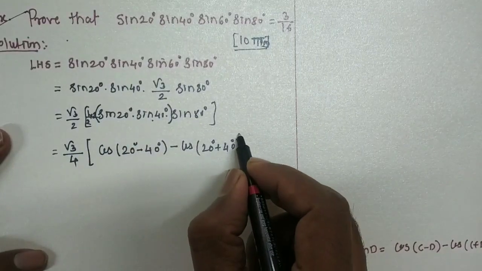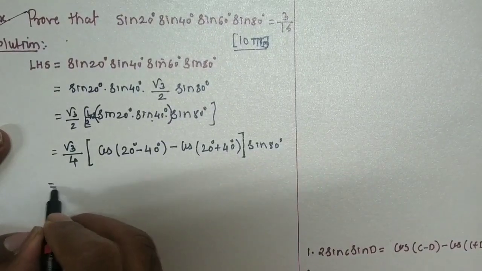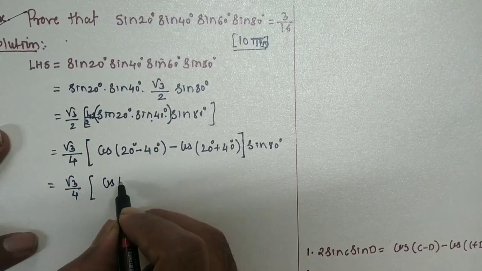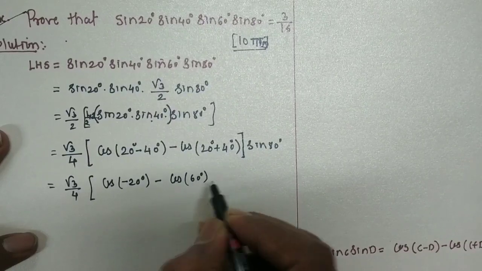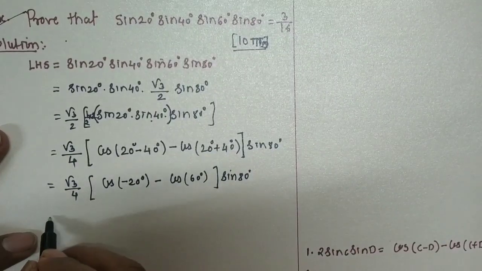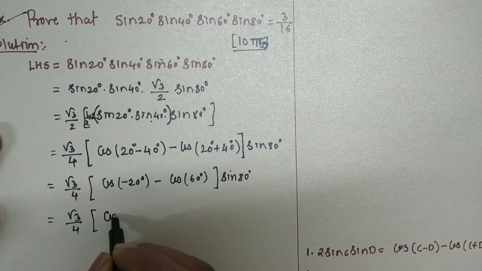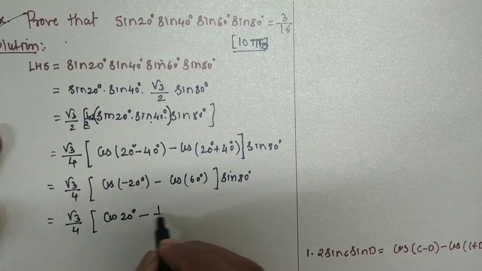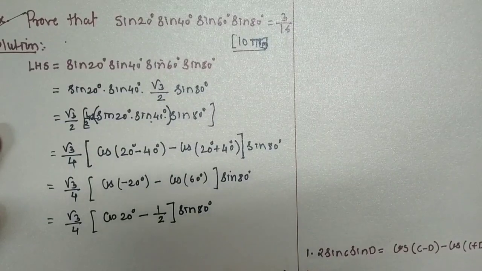So I have applied this formula, into we have sin 80 degree. Now simplify this. What will you get? Root 3 by 4, cos(20 minus 40), which is minus 20, minus cos(20 plus 40), which is 60 degree. Now cos of minus theta is cos theta, so I can write this as cos 20 degree minus cos 60. Cos 60 is nothing but 1 by 2. And here you will get sin 80 degree.